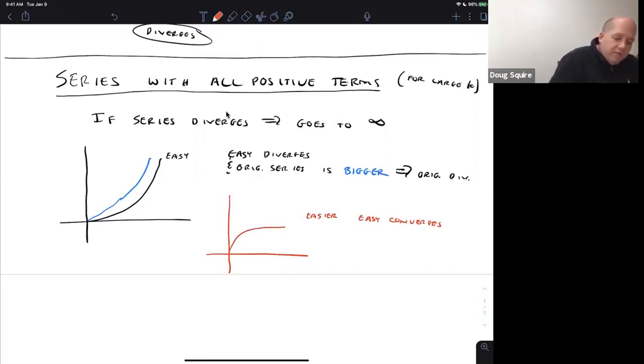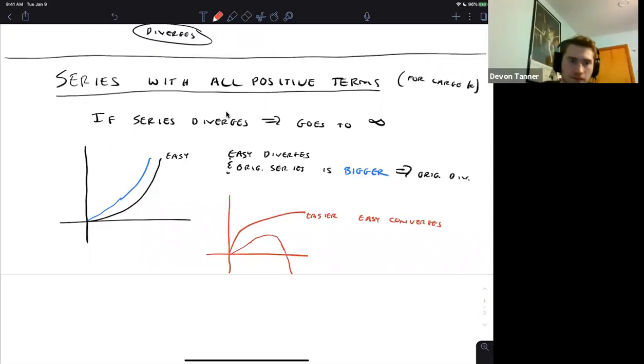But if the original series is smaller than that, let's make this fix. If the original series is smaller than that, then why would it have to converge? So first of all, if it's smaller than that, I cannot make it go to infinity. Is everybody clear why? So it's got to stay under that. So why would it have to level off? Why can't it go to negative infinity? Like, why can't I have it do that? It's all positive terms.